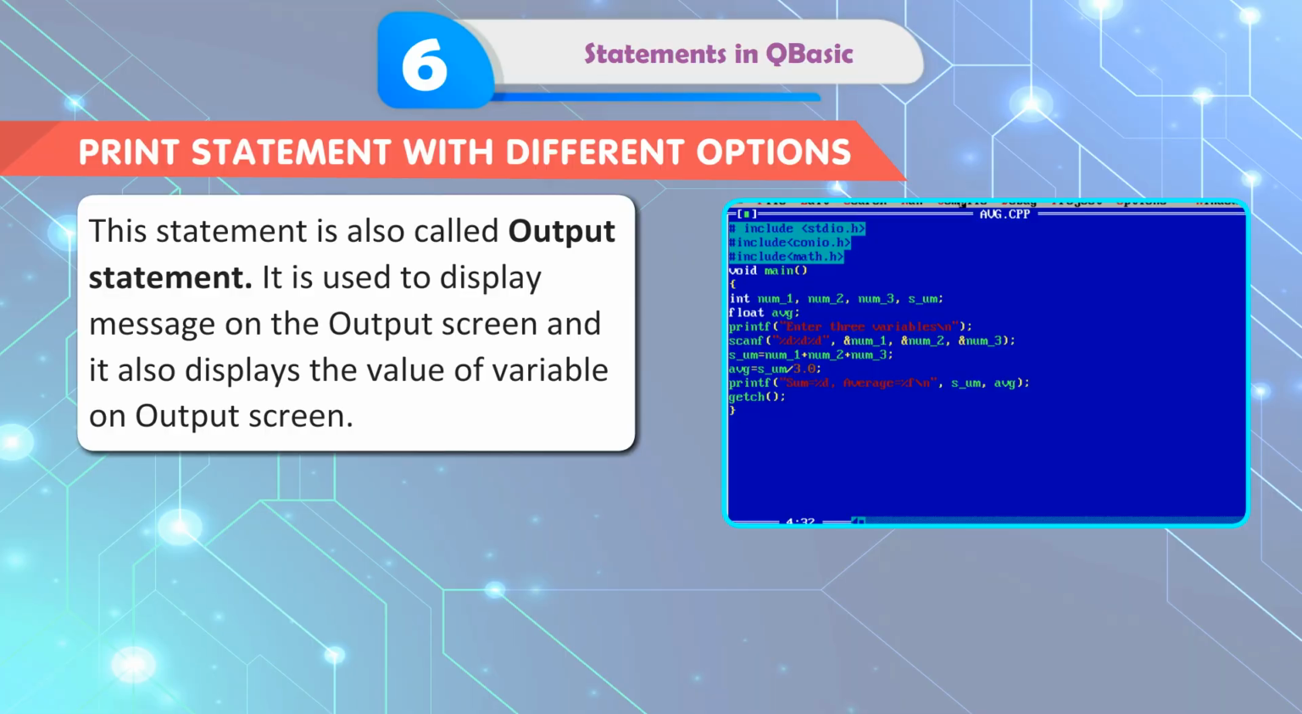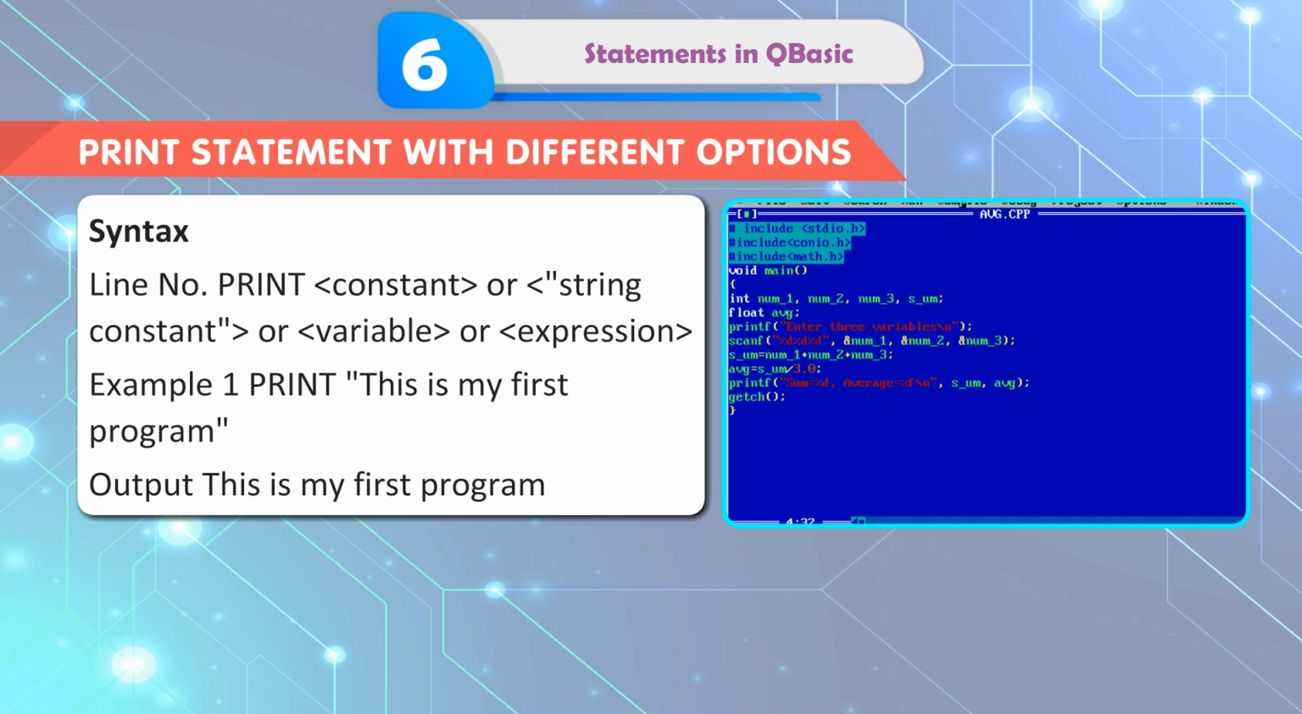Print statement with different options. This statement is also called the output statement. It is used to display a message on the output screen, and it also displays the value of a variable on the output screen. Syntax: line number, PRINT constant, string constant, variable, expression. Example 1. PRINT "This is my first program". Output: This is my first program.